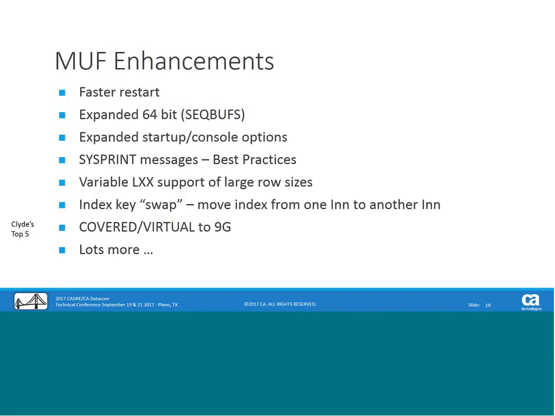So for the multi-user in 15.1, we've had faster restart. It will process faster. If you do have an app in, when you bring MUF up, it runs faster. We did continue with 64-bit. So with 15.1, you can now have your seek bufs, which are another buffer pool within Datacom, allocated in 64-bit. We have a tremendous number of expanded startup and console options. We now give you a lot more capabilities.